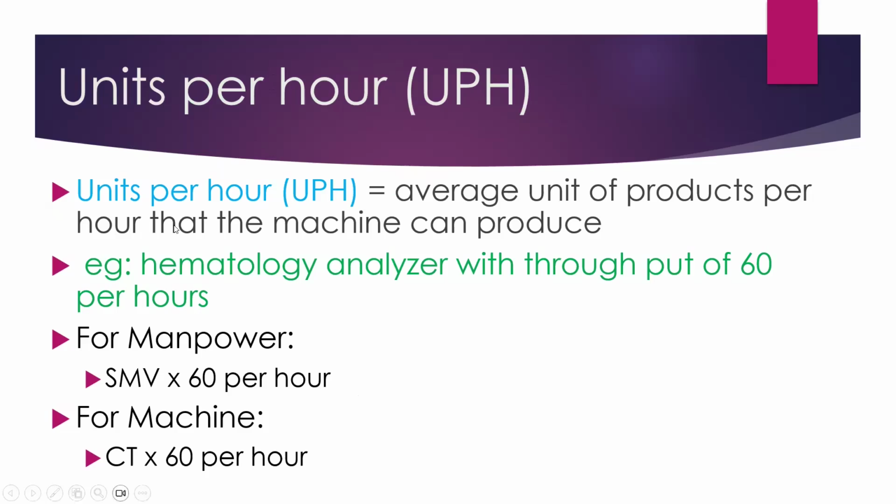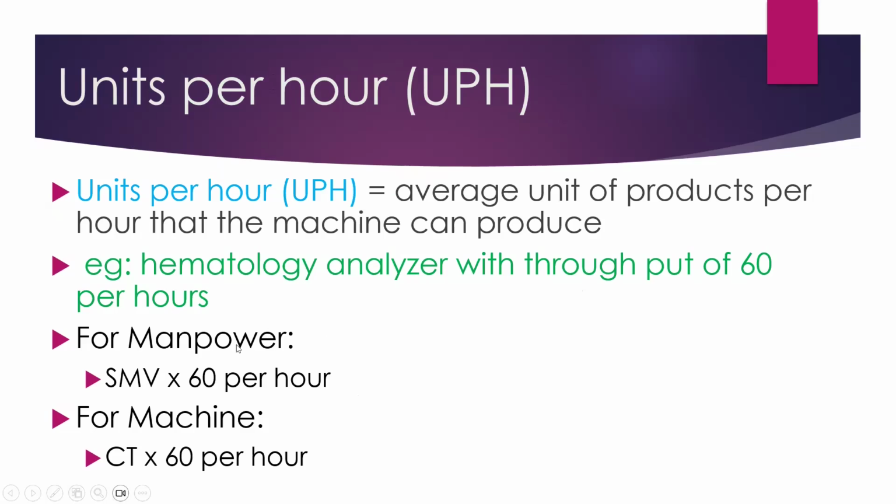Then units per hour, or units produced per hour. It is the average number of units of product per hour that the machine can produce. For example, a hematology analyzer, in the case of a clinical laboratory, with a throughput of 60 per hour means the number of tests which a hematology analyzer can do is 60 per hour.